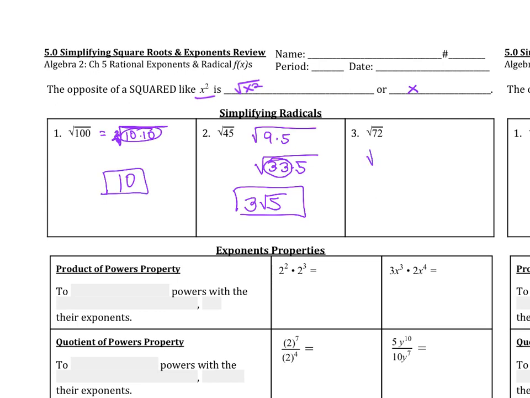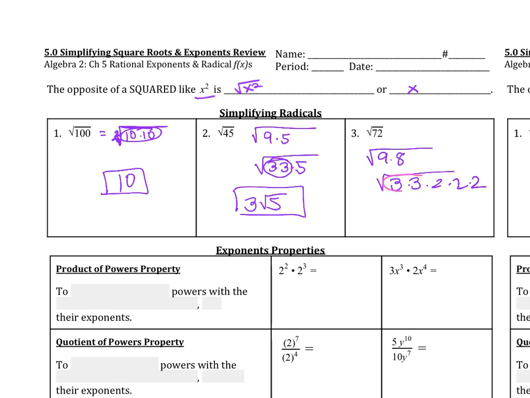Number 3, it depends on how you break it down. It doesn't matter how you do it. So 72, you probably think about 9 times 8 first of all. So that's 3 times 3. And then 8, hopefully you see that's 2 times 2 times 2. And so let's do that. So 8 just breaks down to 2 times 2 times 2.